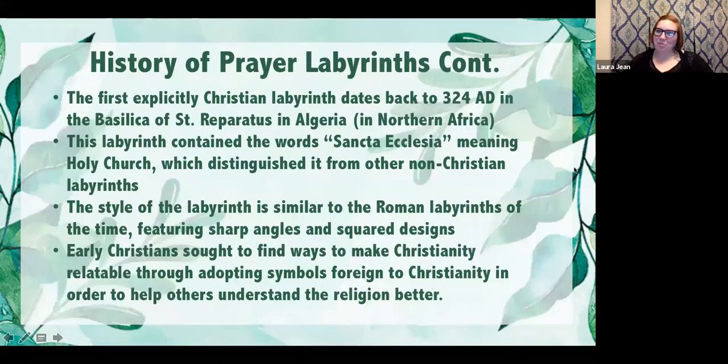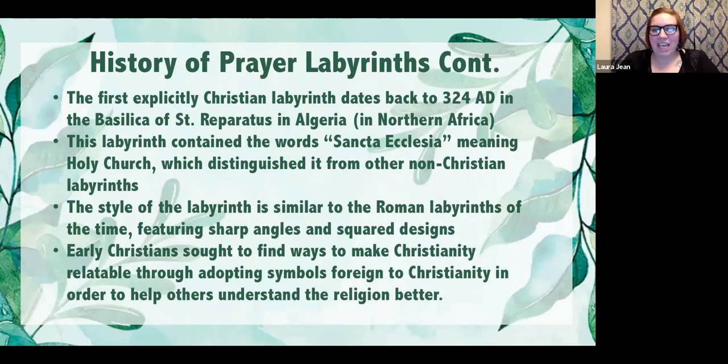Okay, so history of prayer labyrinths again. The first explicitly Christian labyrinth dates back to 324 AD in the Basilica of Saint Reparatus in Algeria. So that's in Northern Africa. 324 AD is a really, really long time ago, obviously, but they think Jesus died around 30 to 33 AD. And so that's just less than 300 years after Jesus's death.